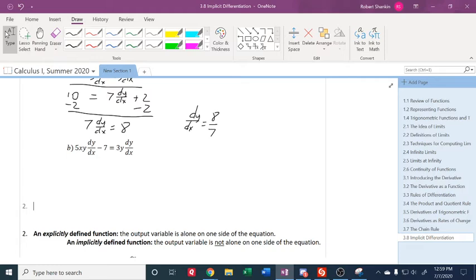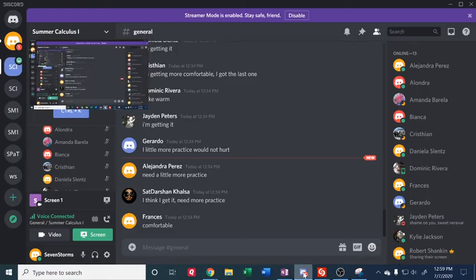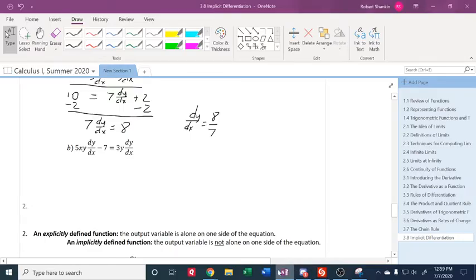Okay, anybody need more time? Let's look at this as 3 terms. Okay, so 2 of these terms contain dy dx. So I'm going to move all those to the right hand side. So I can subtract 5xy dy dx from both sides.